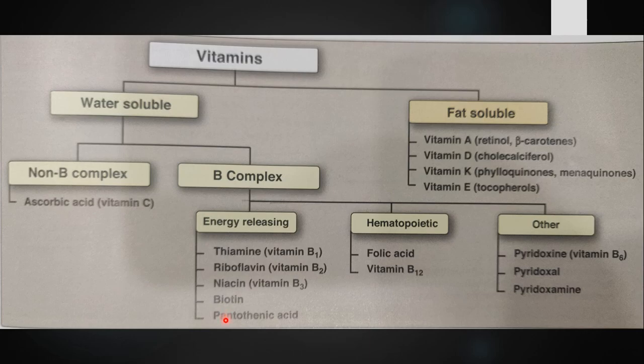Then is pantothenic acid. So I repeat: thiamine B1, riboflavin, niacin that is vitamin B3, biotin, pantothenic acid. Then is folic acid, again very important. Particularly folic acid deficiency is one of the reasons for anemia in the body. The people look pale, there are other problems also, and when folic acid is deficient, that creates problems.